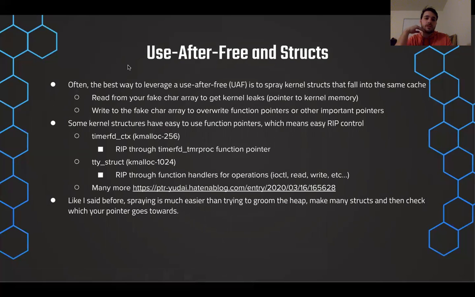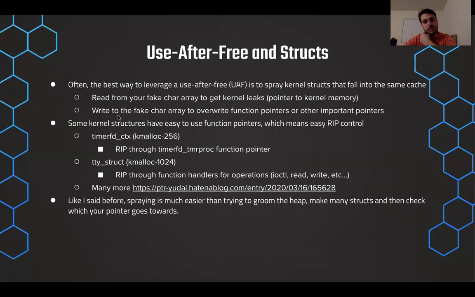Use after free and structs. Often the best way to leverage this use after free, like I was saying, is that you want to overlap it with some other kernel struct that's in the same cache size. Generally, you can read from your fake array, if it's a character array, to get kernel leaks because these structs often have pointers, whether it's a pointer to a heap, or a pointer to somewhere else in the kernel. And then you could also write to this fake character array to overwrite these function pointers or any other sort of data.